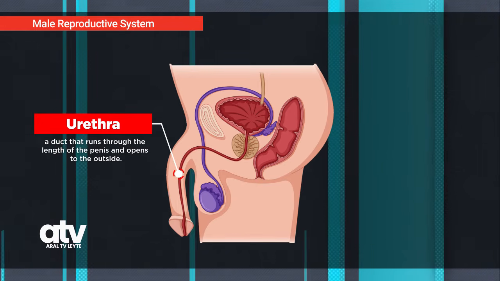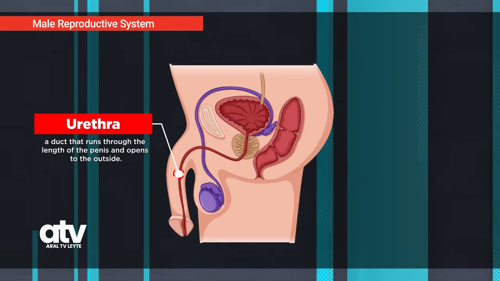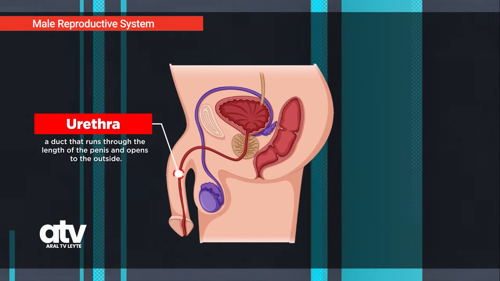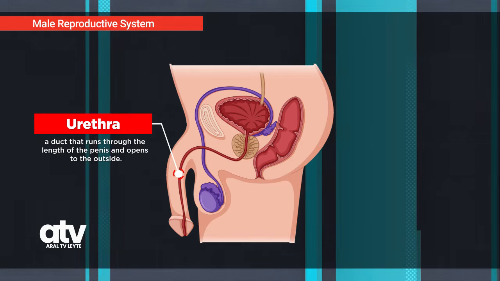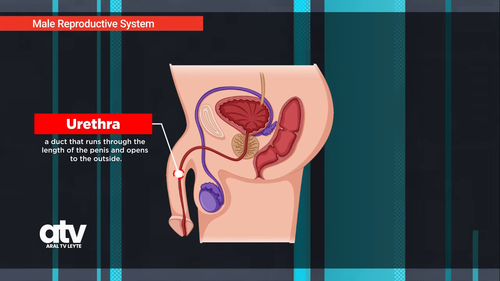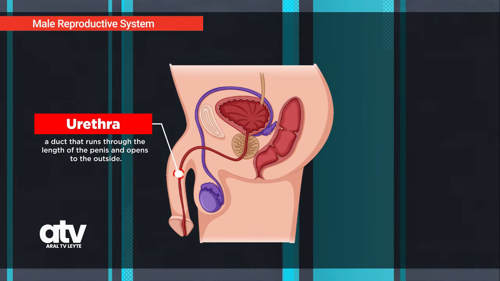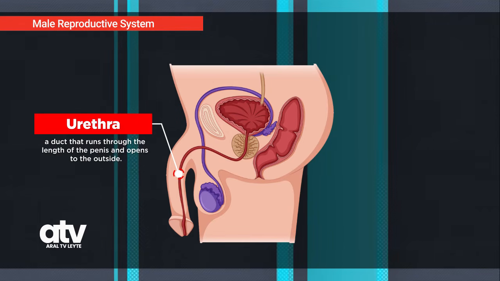Urethra. A duct that runs through the length of the penis and opens to the outside. The urethra in males serves as the passageway for both urine from the urinary bladder and semen from the glands. It has an opening that closes to pass one at a time.